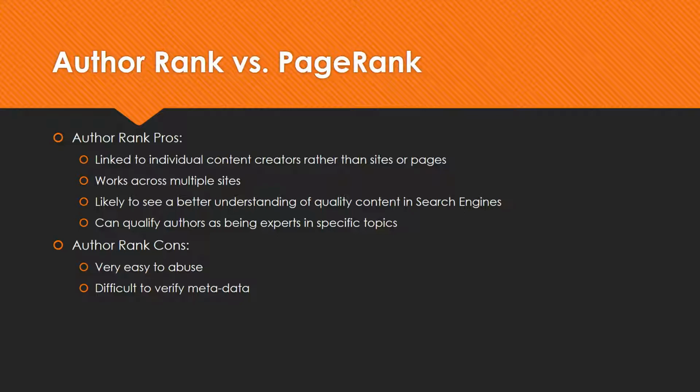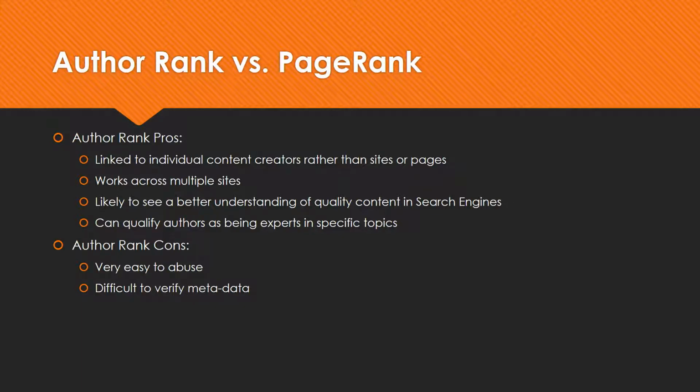So what is the difference between AuthorRank and PageRank? Well, it should seem pretty obvious. But AuthorRank, some of its pros: it's linked to the individual content creator rather than sites or pages. With PageRank, it's ranked based on the site, not necessarily the author. So you might have a site that's got lots of great authors and a very high PageRank, but you've got one really poor author on there, writing really poor content. But because that site as a whole has a good PageRank, Google is kind of forced to think that that guy's content is also pretty good.